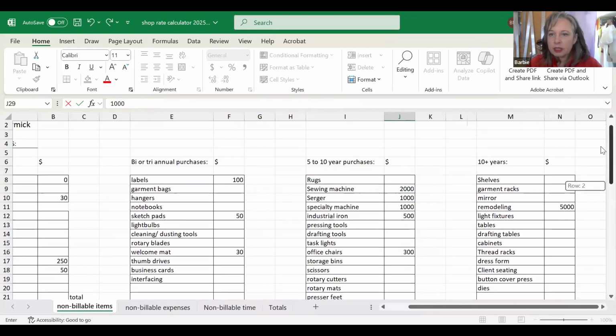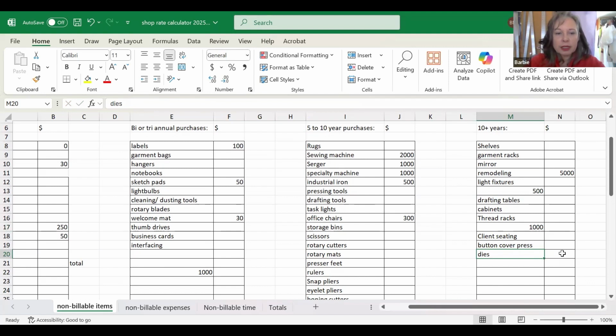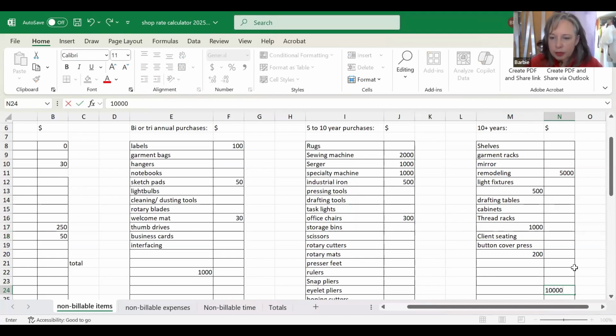And then same thing here. These 10-year ones are going to be really expensive. Light fixtures, tables, we'll say $500 for that. Dress forms are going up in price. Dies are a good 100, 200 a piece. Whoops. Now I'll put these in the right category, and my thing is not working. There we go. Let's do another 5,000 here for random other things.